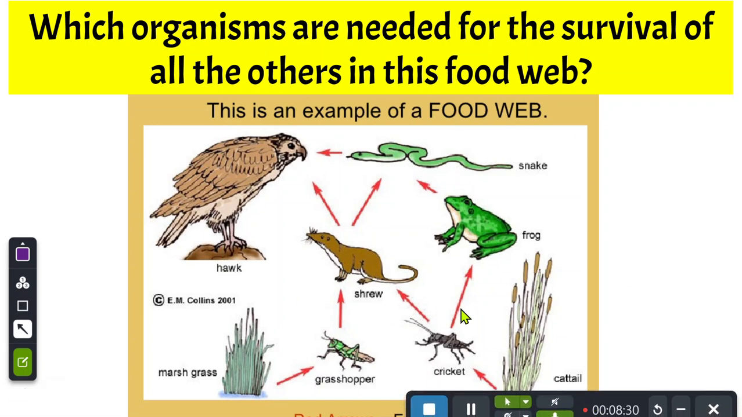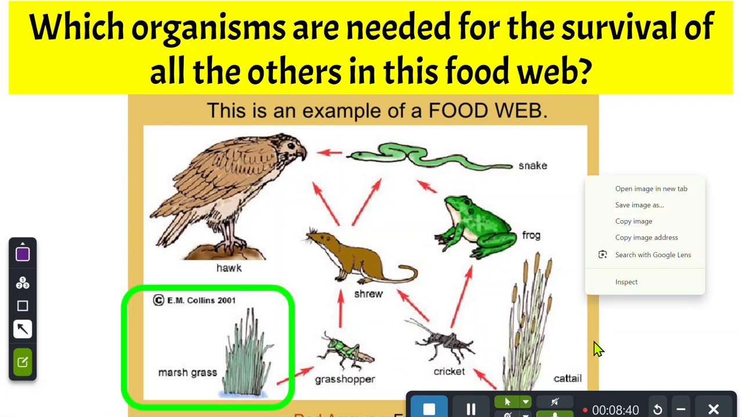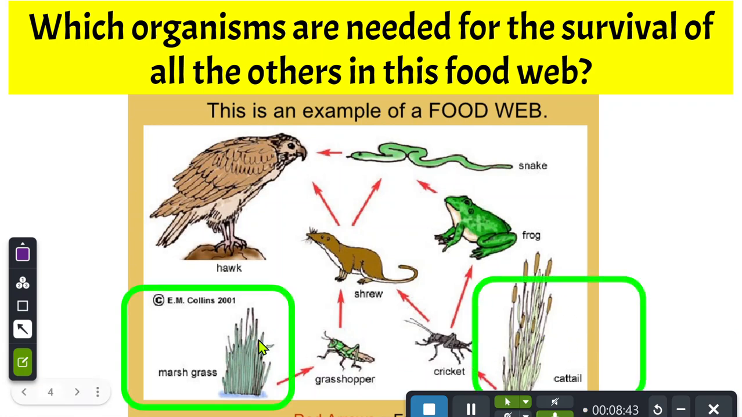All right, so which organisms are needed for the survival of all the others in this food web? We're going to think first and foremost, what do we need before anything else? And that's going to be our producers, right? So we have to have these marsh grasses and we have to have these cattails. Those are both producers, and they are turning light energy from the sun into food energy or chemical energy for themselves. If we didn't have these producers, we couldn't go any further in our food web. So we're going to say those are our most important pieces.